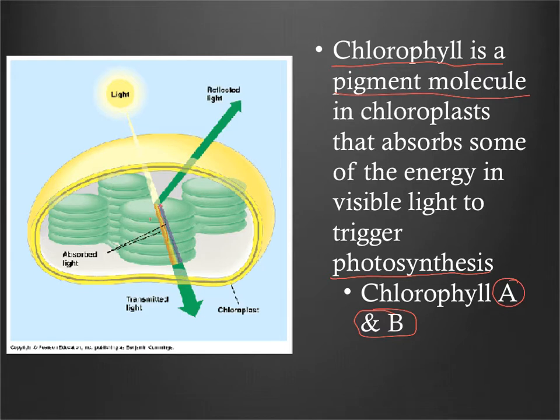This light is going into the thylakoid membrane, and it's reflecting green because it doesn't absorb green, which is why plants look green. Okay, so chlorophyll is a pigment. It's a molecule. It's not an organelle, but it's a pigment within the chloroplast that is able to absorb some of the light energy in the visible spectrum and uses that energy to drive the process of photosynthesis.